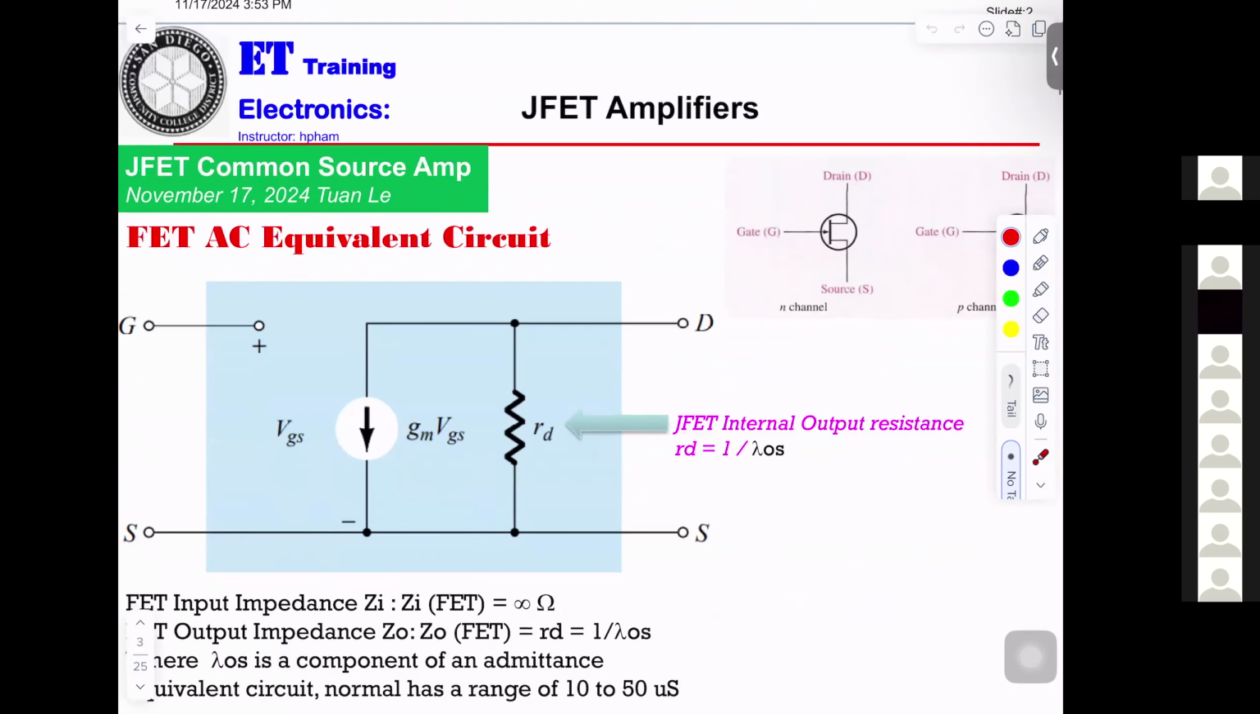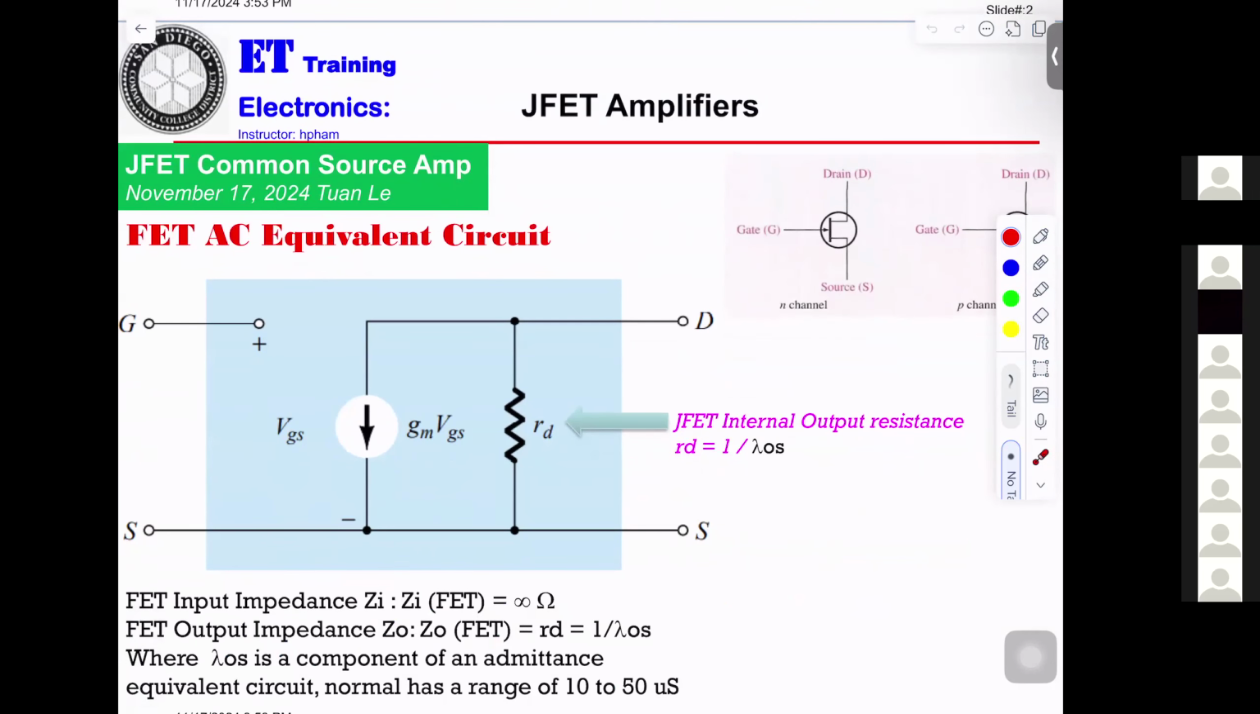Now, the first one we're talking about will be the common source amplifier. Okay, so this is the JFET in AC. They do not look like that. This is for the DC. For the AC, you can see you get the gate in here. This is the source, and this is the drain.